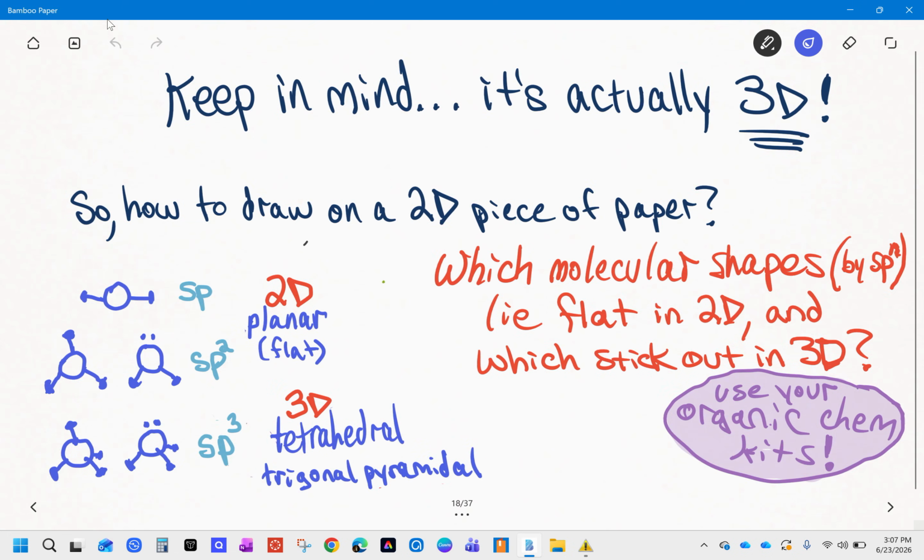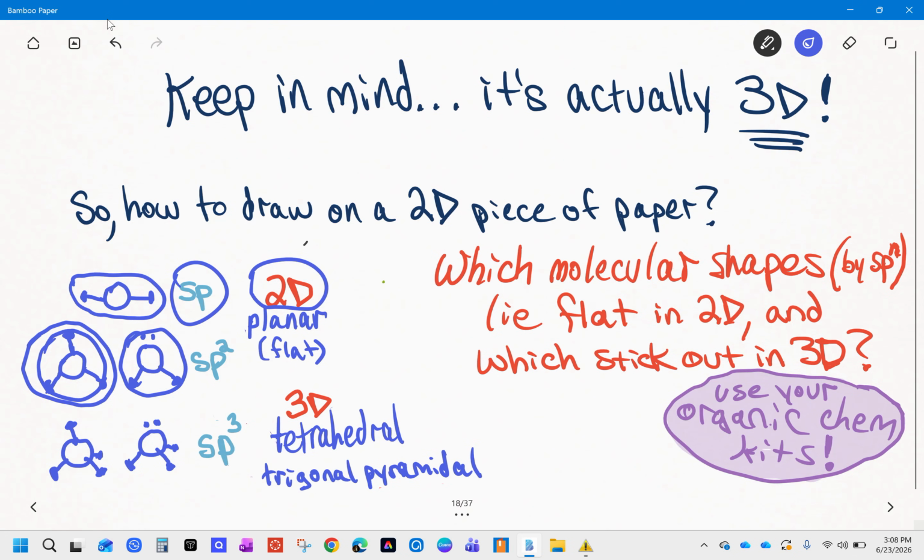So how do you know when you're drawing that you have to draw things in 3 dimensions as opposed to 2 dimensions? Well, anything that's 2-dimensional, you don't have to worry about things going in the back or the front, because it's just laid out flat. Even in real life, it would just be flat, like a frisbee shape. So sp and sp2 are just flat. They're planar. That's what planar means.